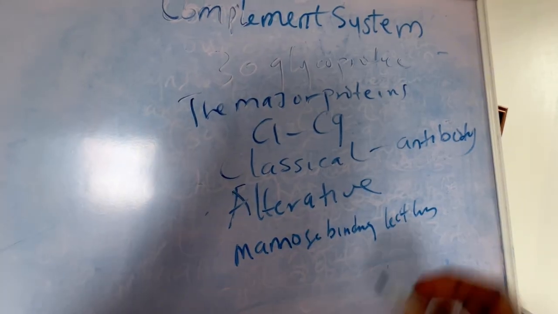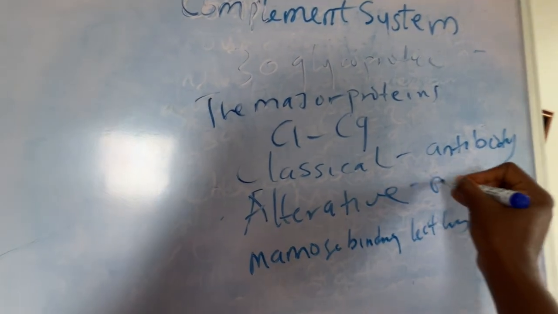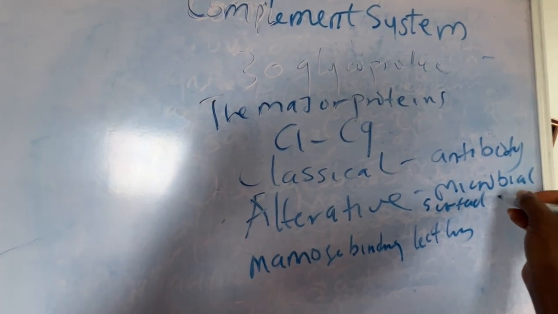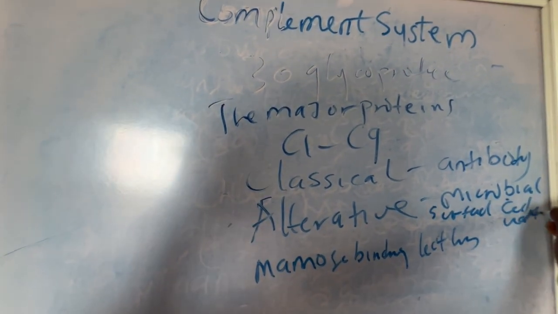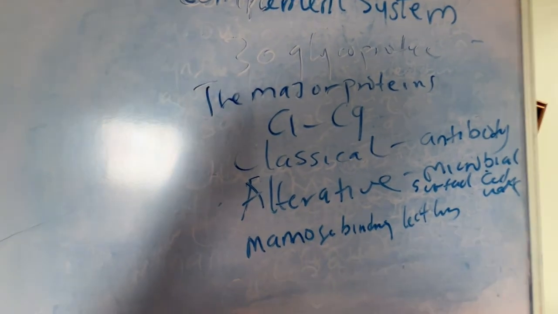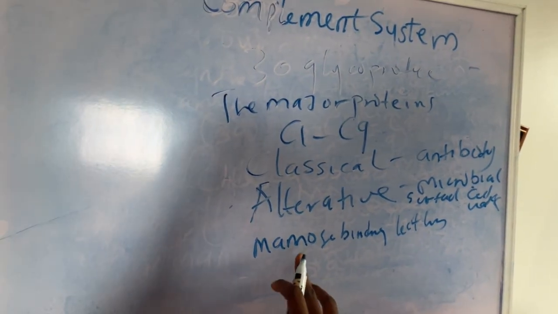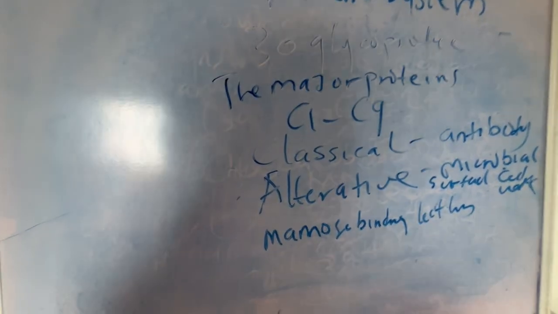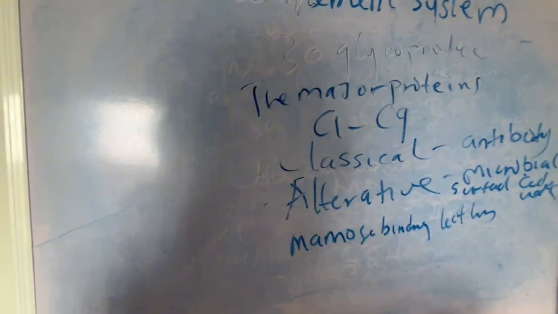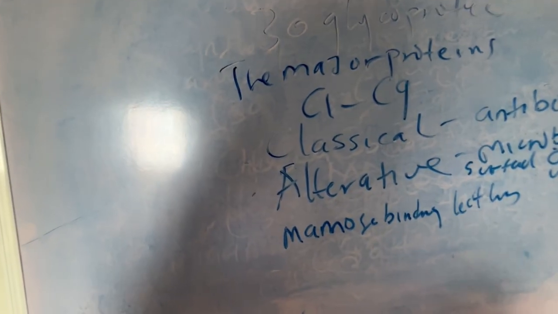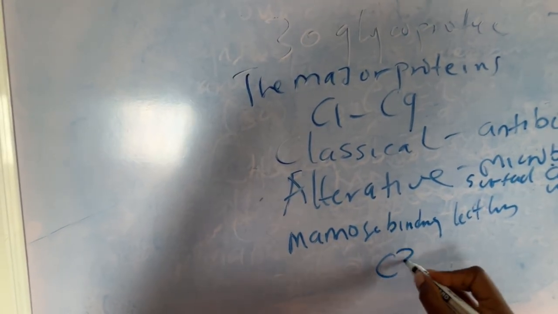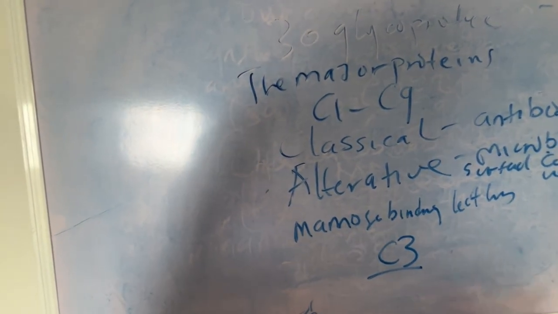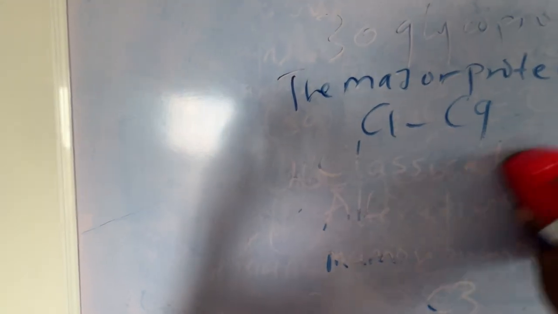Now, the classical pathway of the complement system is usually activated by antibody binding. The alternative pathway is usually activated by microbial surfaces, like the microbial cell wall or patterns on the microbes that can be recognized by your immune system. The mannose binding lectin pathway is usually activated by microbial polysaccharides. All of them have different activation pathways, but they all converge at one point, the activation of C3. For the purpose of this video, we are only going to be looking at the classical pathway.